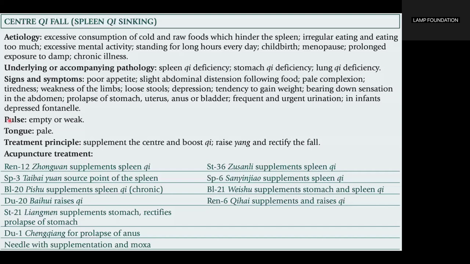Acupuncture treatment: REN 12 to supplement spleen chi, spleen 3, the yuan source point of the spleen, bladder 20 to supplement the spleen chi. In chronic cases, DU 20 to raise the chi, stomach 21 to supplement the stomach and rectify prolapse of the stomach, DU 1 for prolapse of the anus, stomach 36 to supplement spleen qi, spleen 6 to supplement spleen qi, bladder 21 to supplement stomach and spleen qi, REN 6 to supplement and raise qi. Needle with supplementation and moxa.